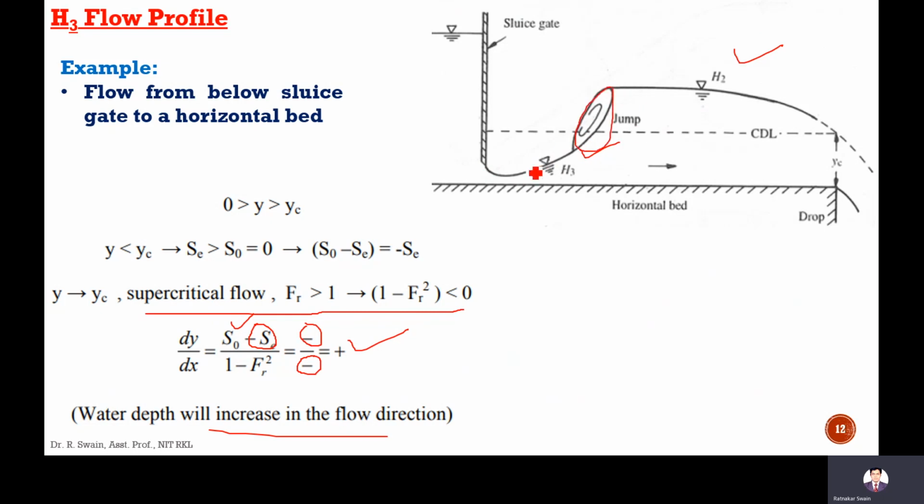So flow is changing here. It is supercritical, which means y is less than yc. Here it is changing to y more than yc, meaning changing from supercritical to subcritical. So there must be a hydraulic jump. Okay, so this is about the S3 flow profile curve.